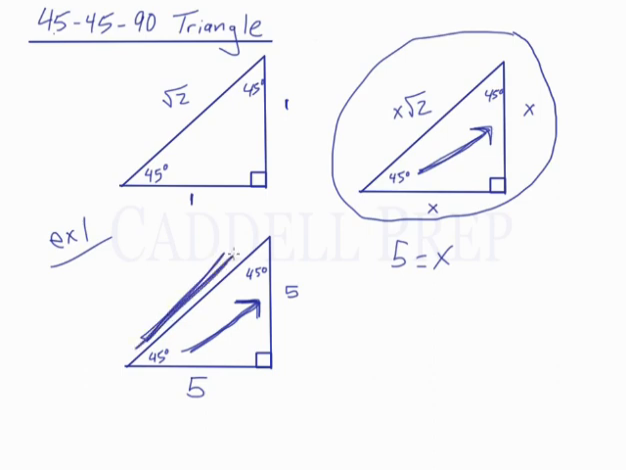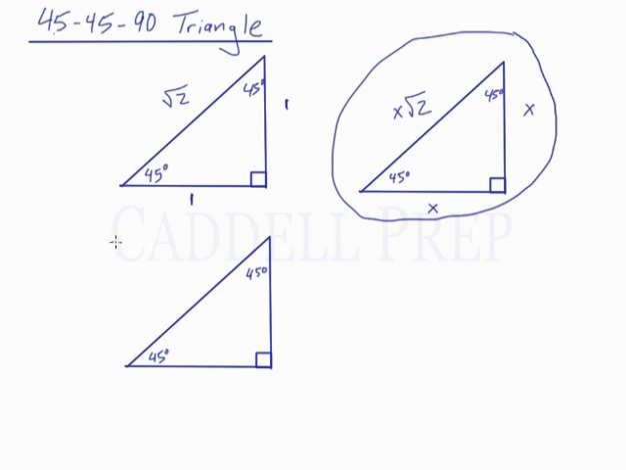The hypotenuse, this side, matches up with the hypotenuse over here. So this side is x radical 2. We know that x is 5, so this side is 5 radical 2. So by knowing one of the sides, we were able to find the other sides just by using this diagram.